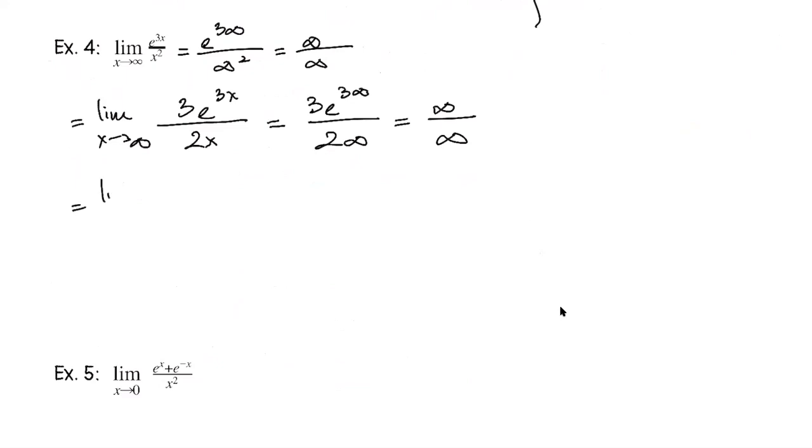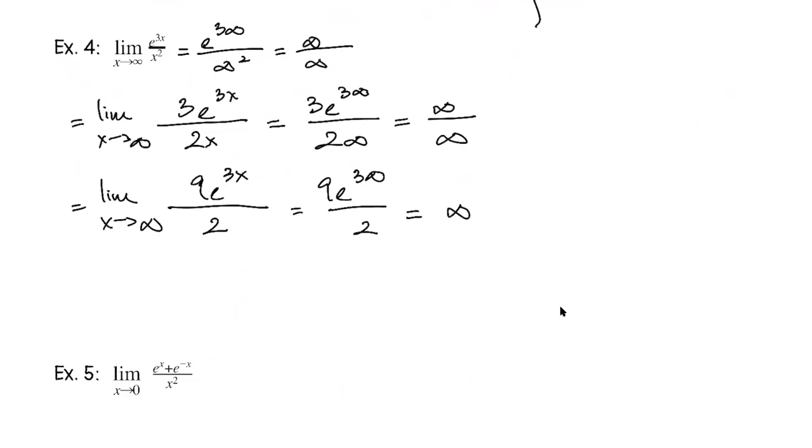So let's take a second derivative. The bottom is going to be 2. And what's the top going to be? 9e to the 3x. Okay. So we plug in our infinities, and we end up with what as our answer? Infinity over 2. Yeah, we end up with infinity for an answer, okay?